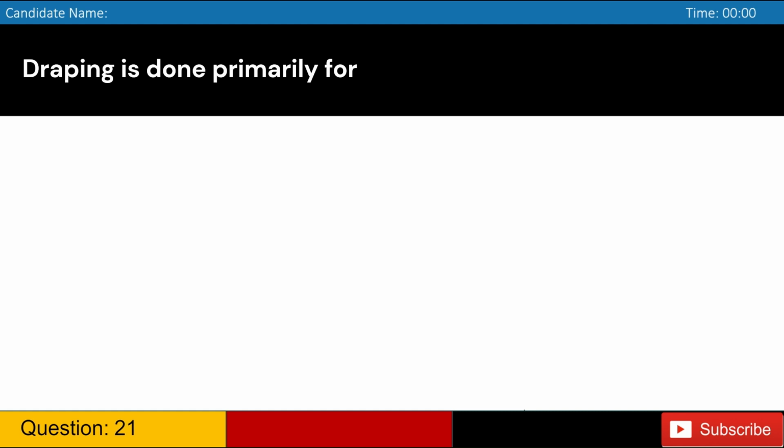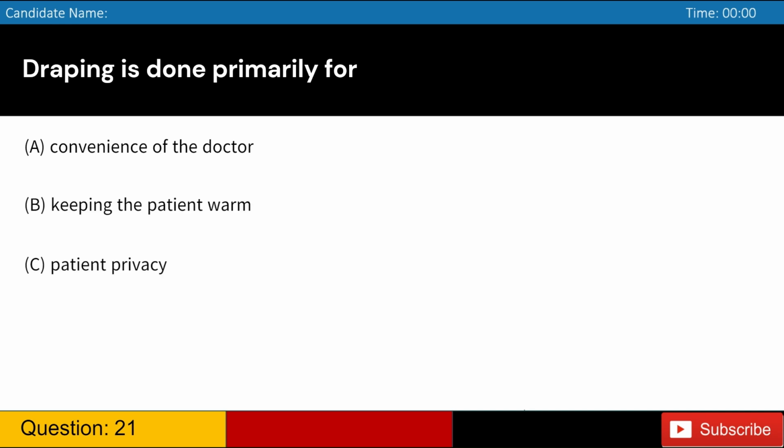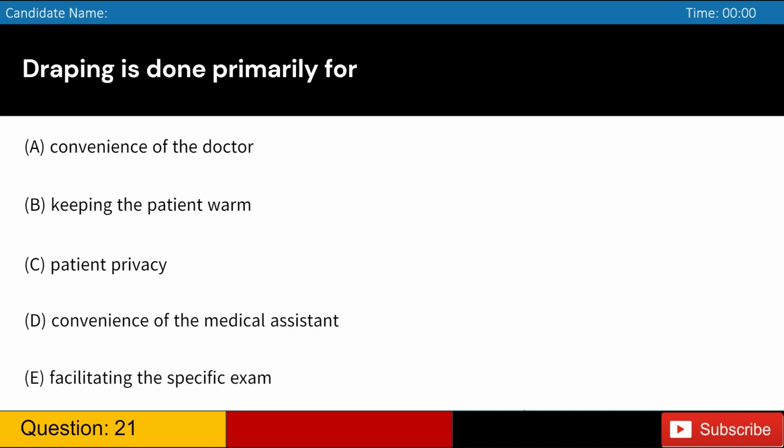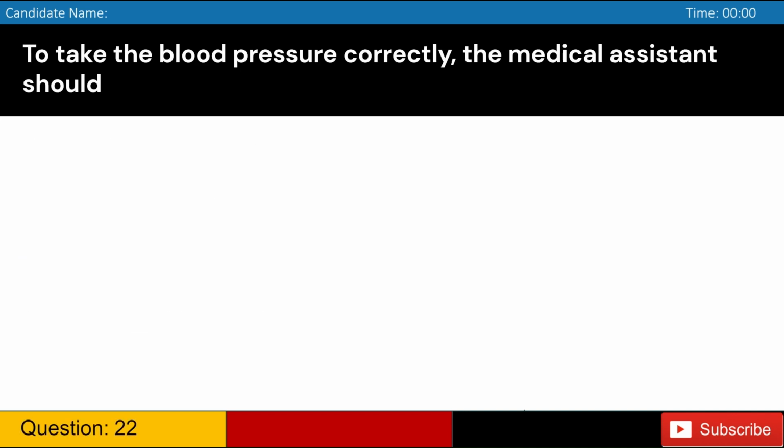Draping is done primarily for A. Convenience of the doctor. B. Keeping the patient warm. C. Patient privacy. D. Convenience of the medical assistant. E. Facilitating the specific exam. Answer: C. Patient privacy.